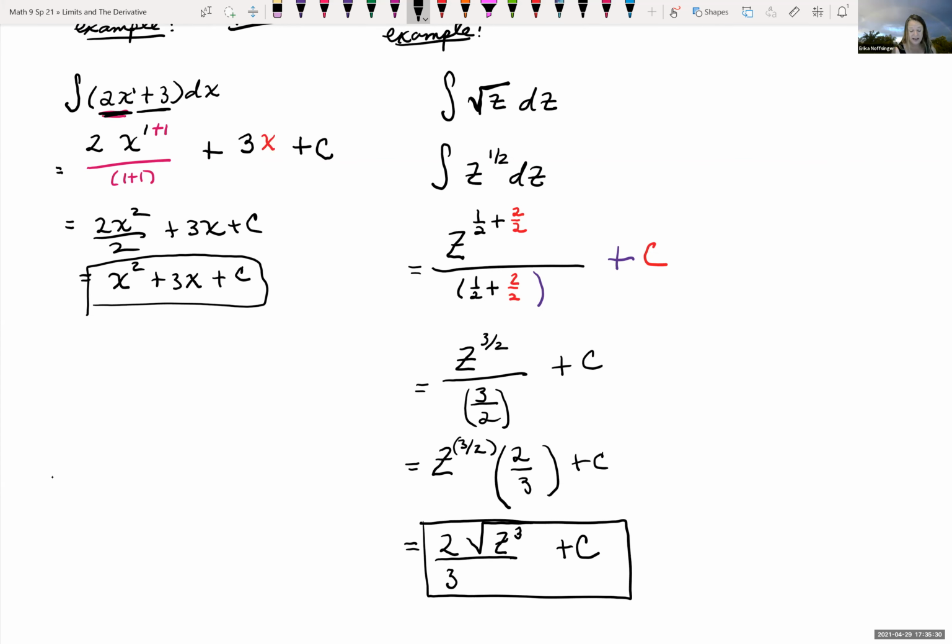For part of the exam, I might say, find the antiderivative for one part, and for the second part I might say, now show me that what you found as the antiderivative is correct. You would show me that by showing that the derivative of what you had, 2/3 square root of z cubed plus c, gives me back my integrand, which in our case is the square root of z.